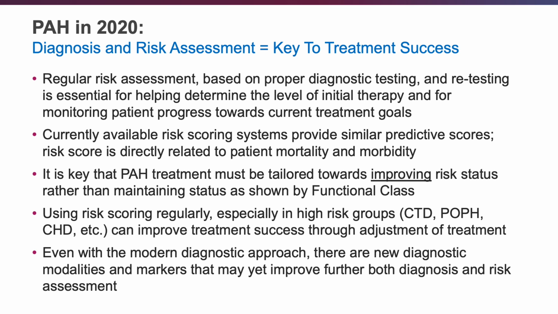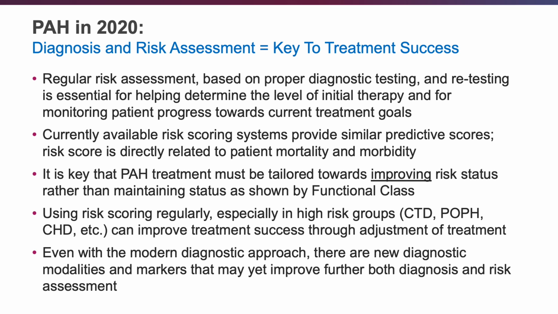Currently available risk scoring provides similar predictive measures on patient morbidity and mortality at time zero and going forward. It is key that PAH treatment is tailored for improving risk rather than maintaining status quo. Using risk scoring, especially in early disease, in our high-risk patients will help us improve our ability to treat them aggressively enough to impact their outcome.